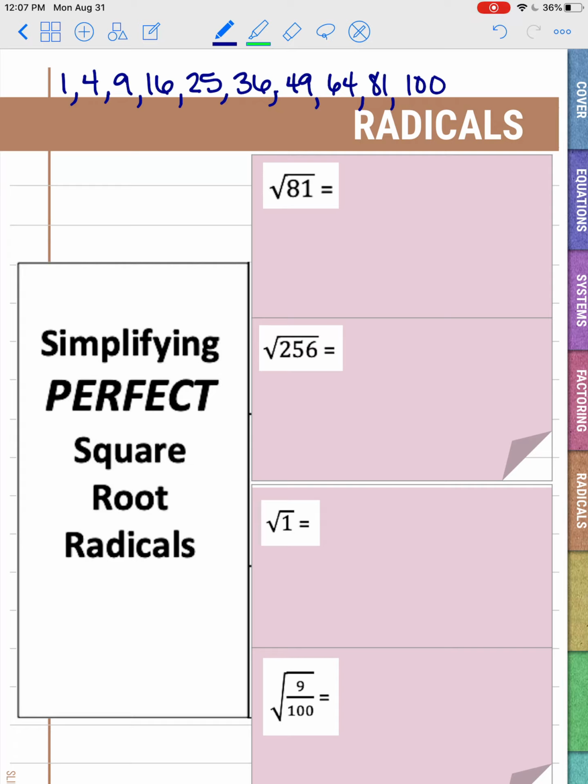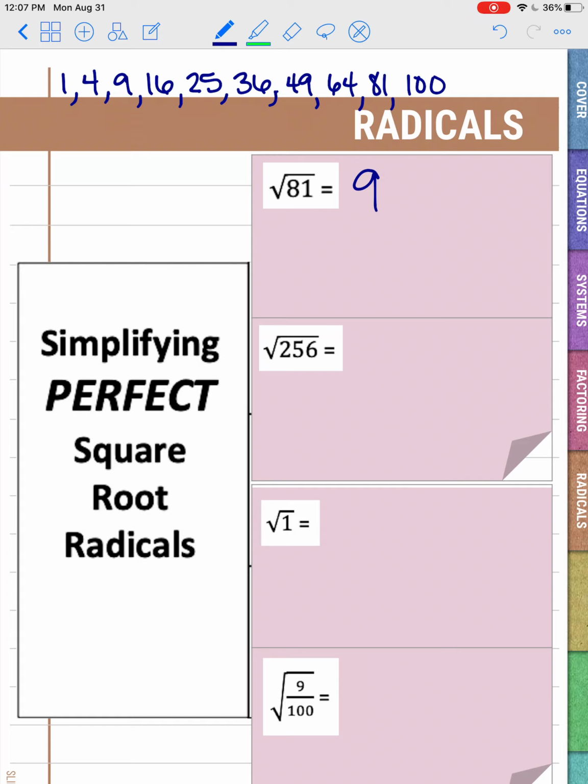I know there's a few others. Past that would be great to memorize at least till 15, if not to 20. That way you don't have to rely on a calculator. You're not having to reduce and think, is it a perfect square or not? So looking here, I see that 81 was on our list. What times itself gave me 81? And that was 9. That's all you have to do here.